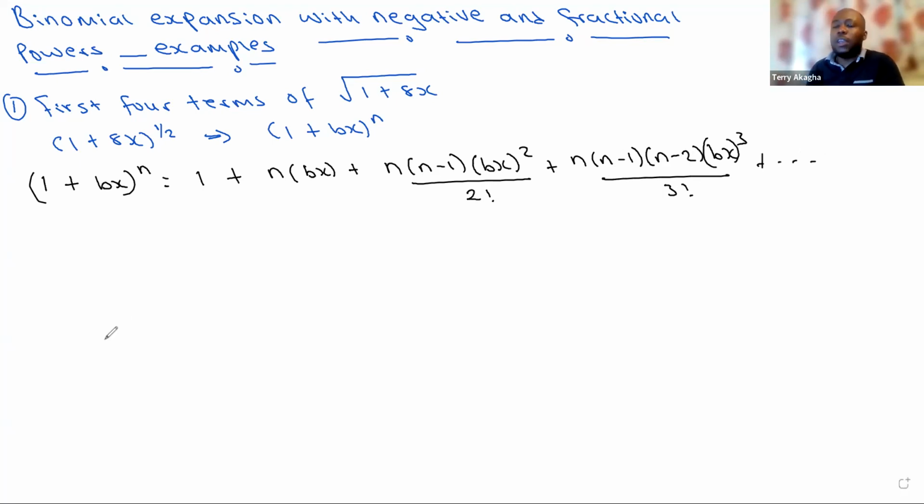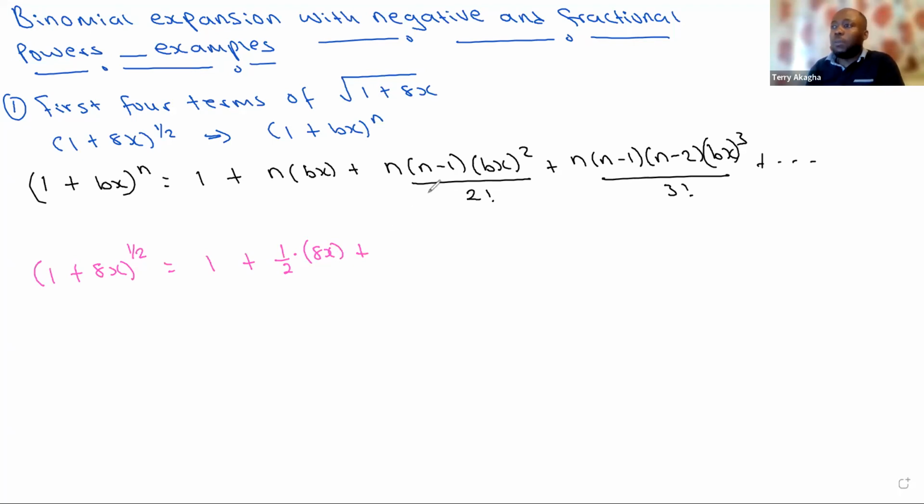So we're going to do the same thing here. Just look at the formula and replace everything as we have here. So it's not bx, it's going to be 8x. 1 plus 8x raised to the power half, not n, half. So our n is half, so it's going to be 1 over 2. Our bx here is 8x.